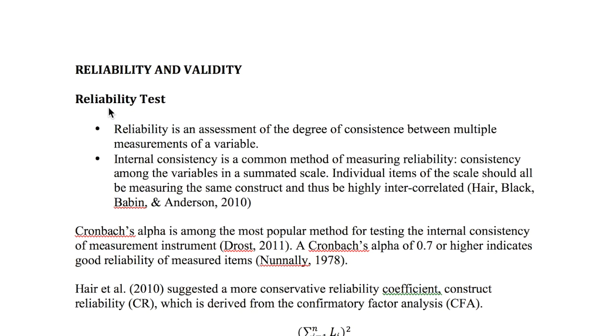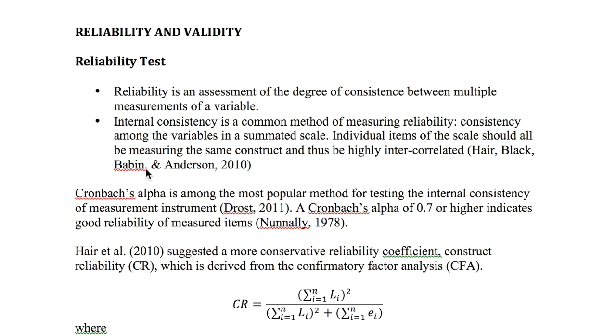First, let's talk about reliability. Reliability is an assessment of the degree of consistency between multiple measurements of a variable. Internal consistency is a common method of measuring reliability. It represents the consistency among variables in a summated scale. Individual items of the scale should all be measuring the same construct and just be highly intercorrelated.